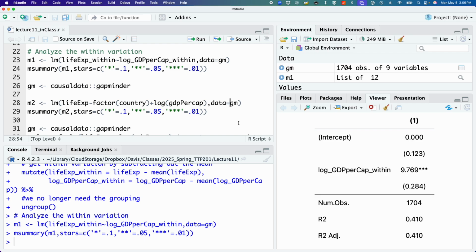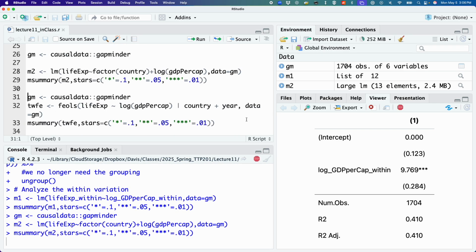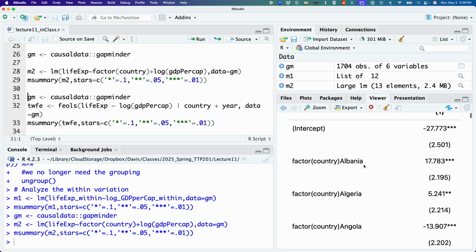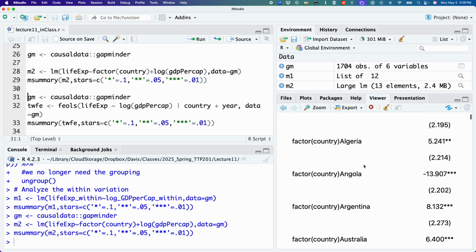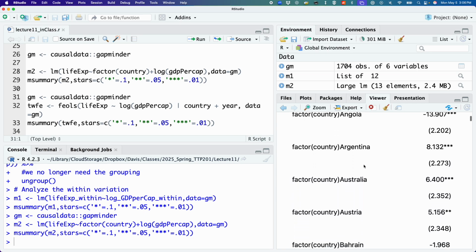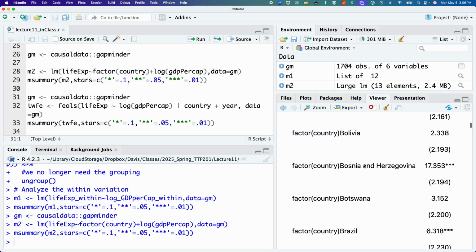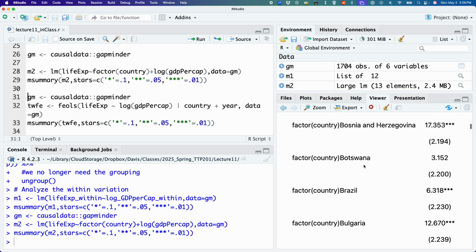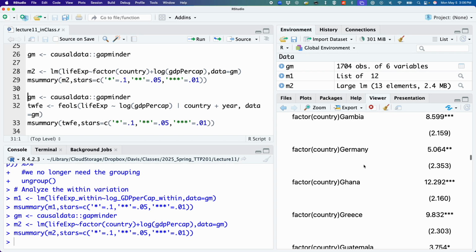And so if I run that, we can see here in this table, now I have a coefficient associated with every single country. Okay, and so that is each country's separate intercept in terms of where they start for life expectancy.